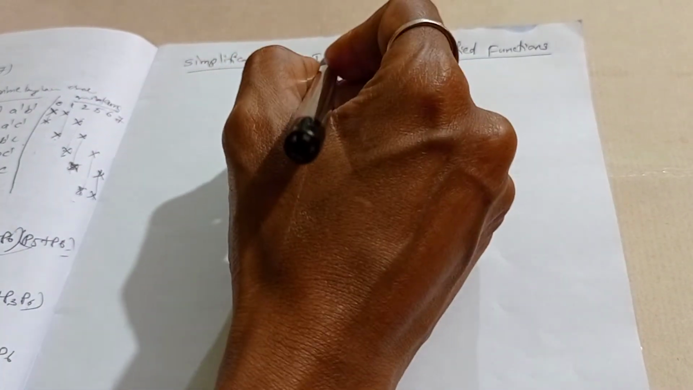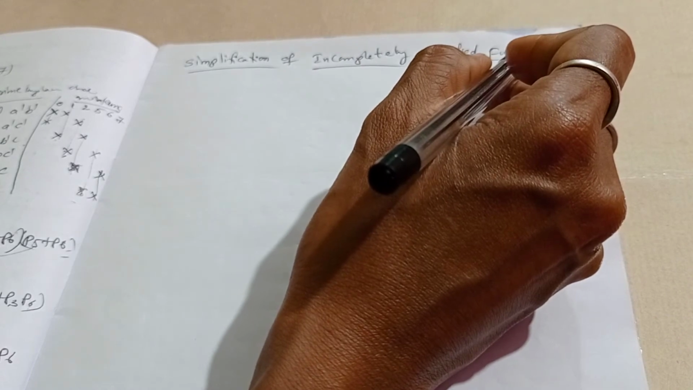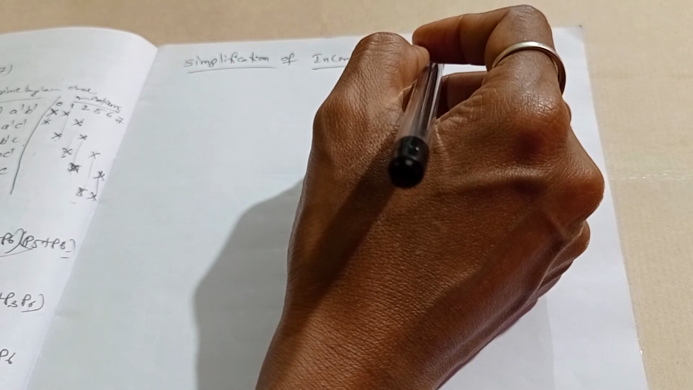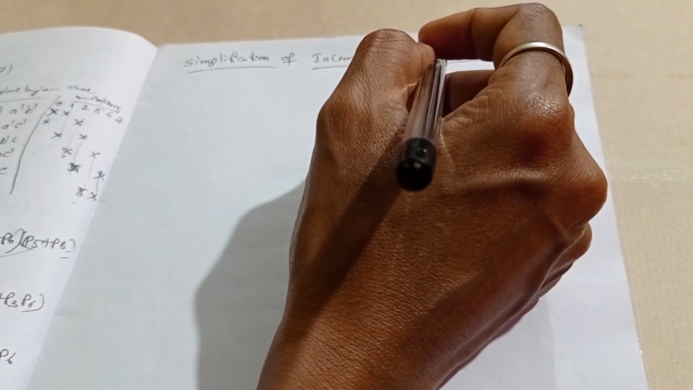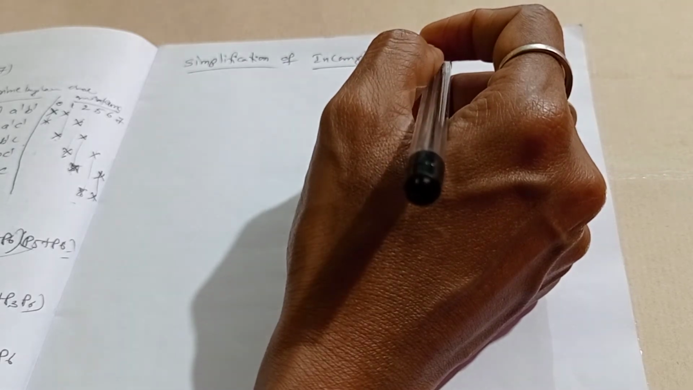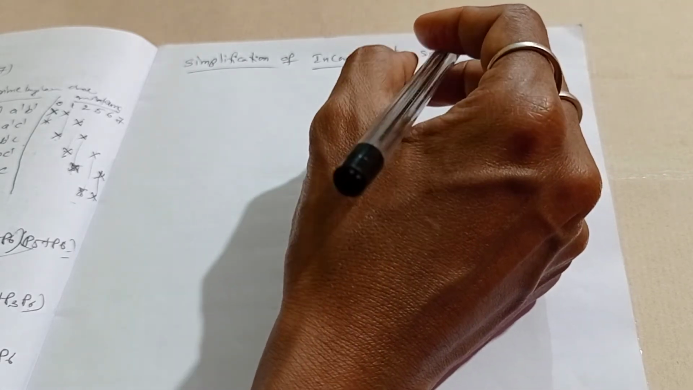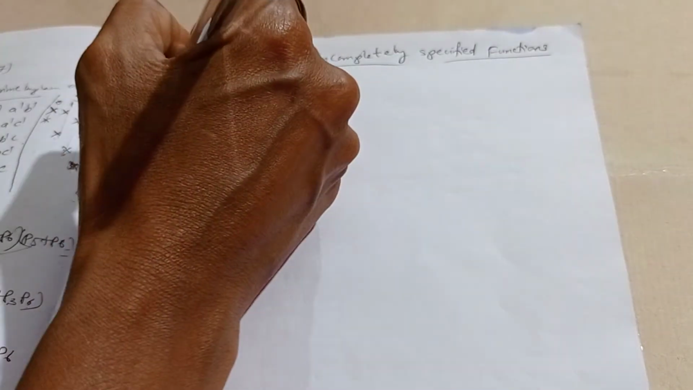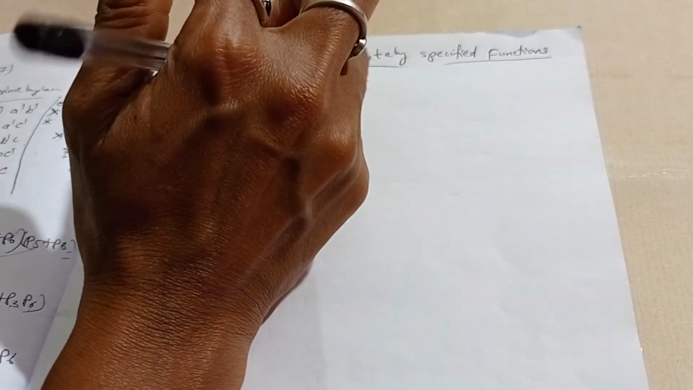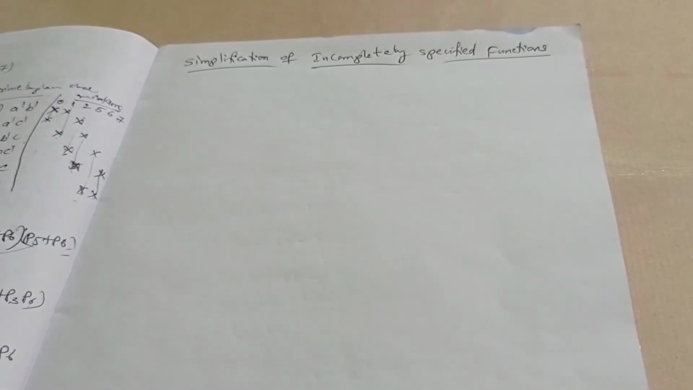Simplification of incompletely specified functions. Given an incompletely specified function, the proper assignment of values to the don't care terms is necessary in order to obtain a minimum form of the function. Wherever there is a don't care, we need to place the proper value, whether it should be 1 or 0. This is what an unspecified function is.